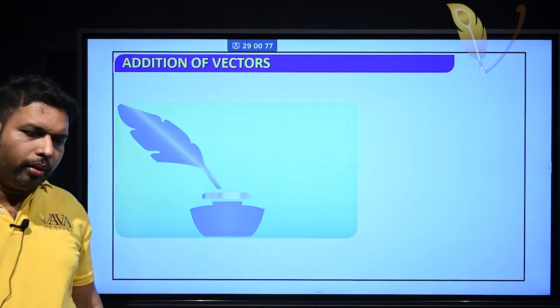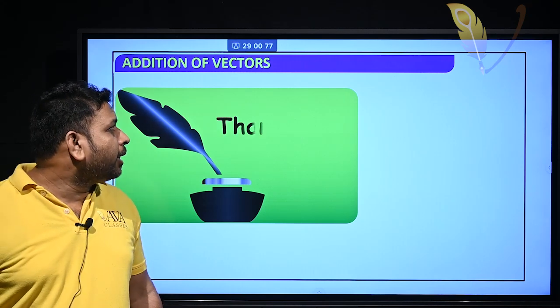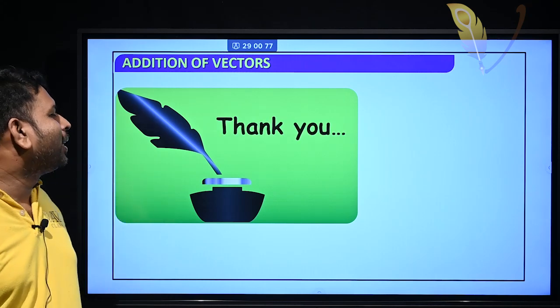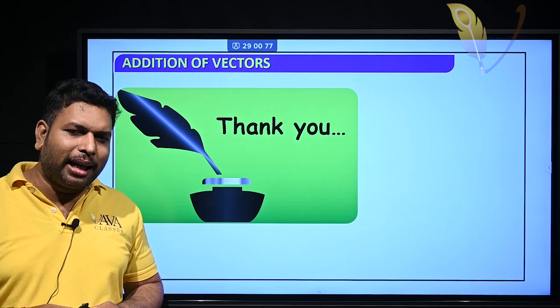Okay. So this is all about the addition of vectors, second part.